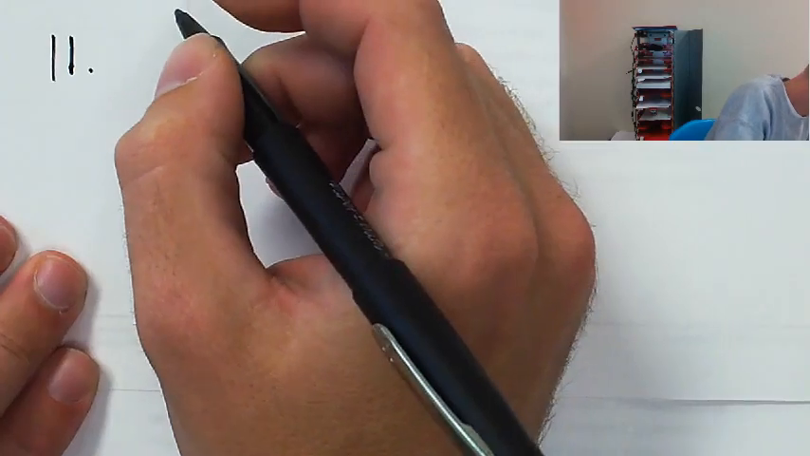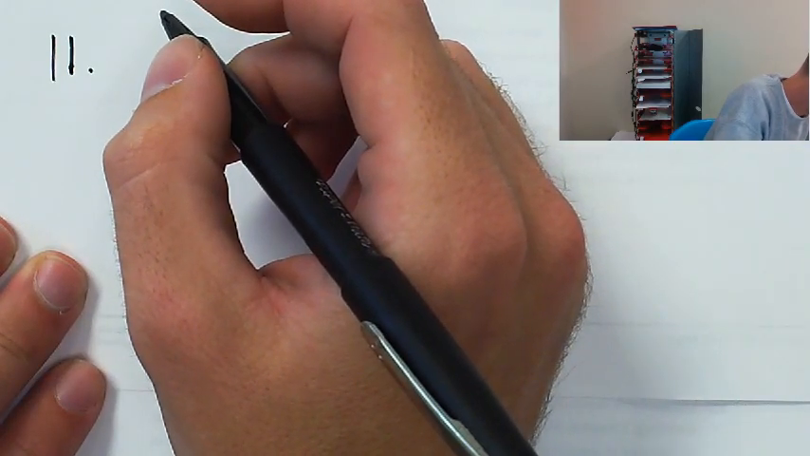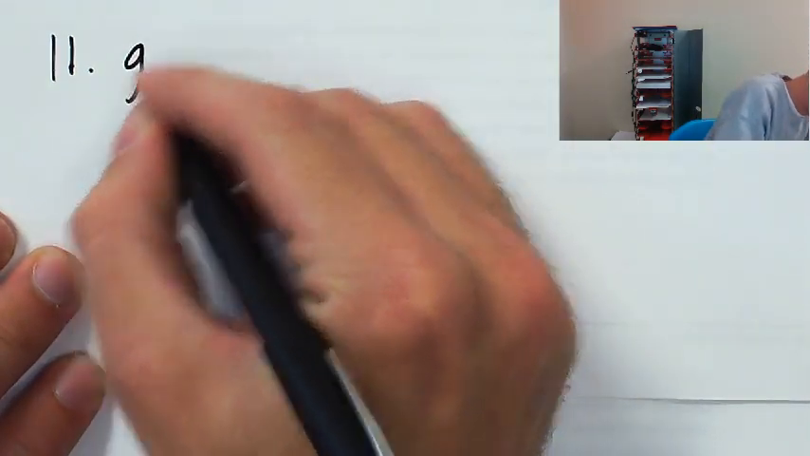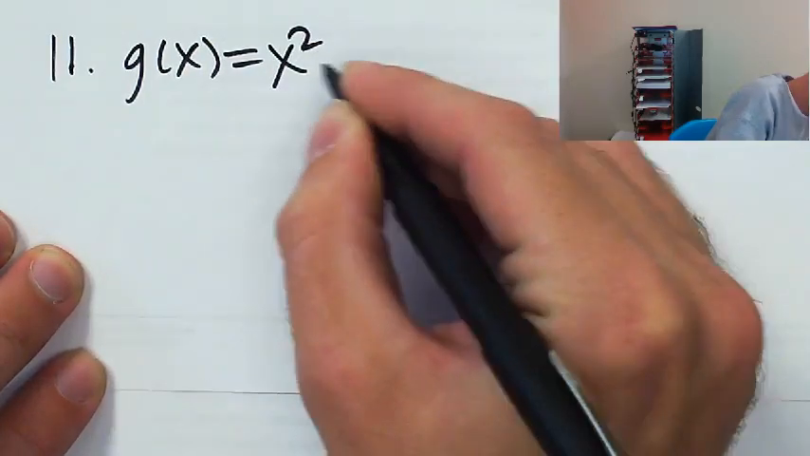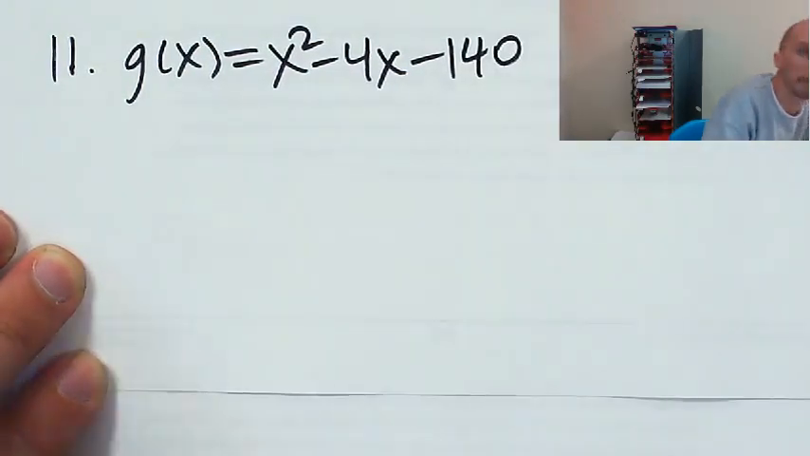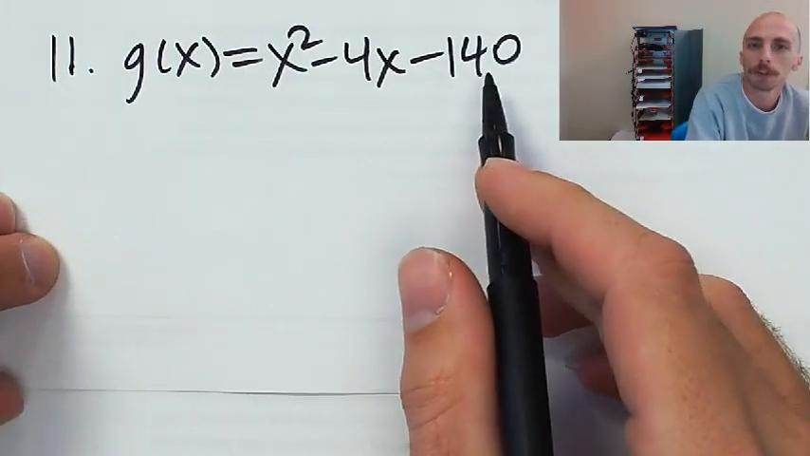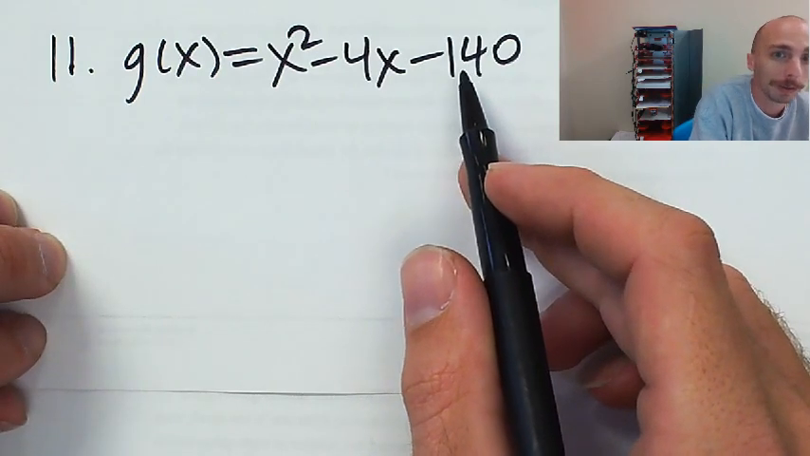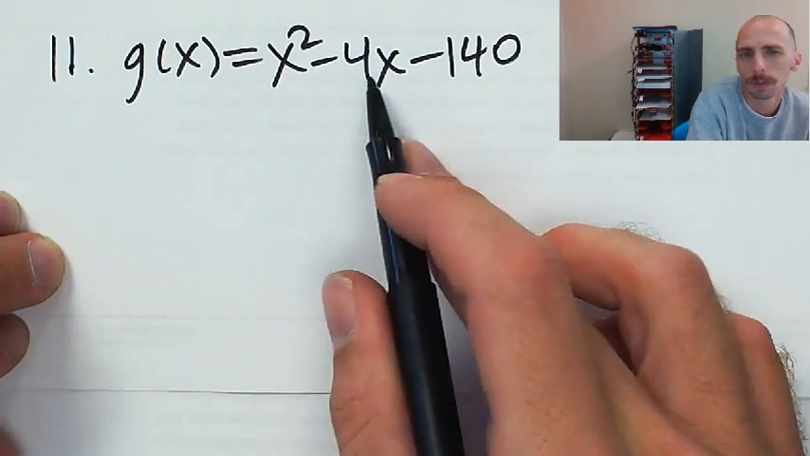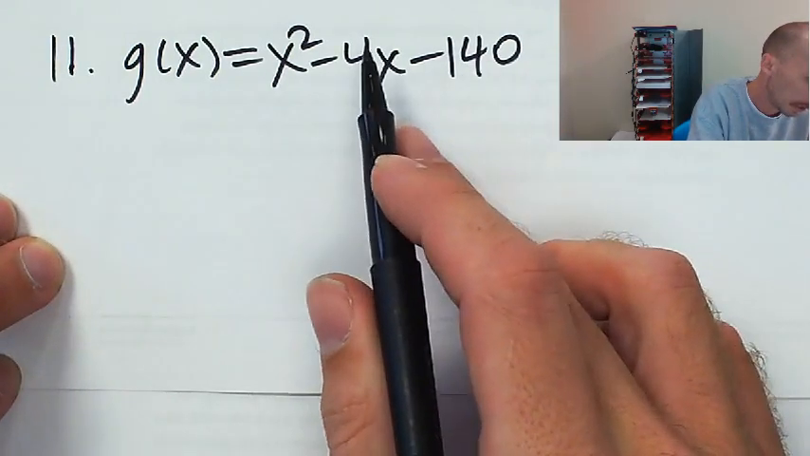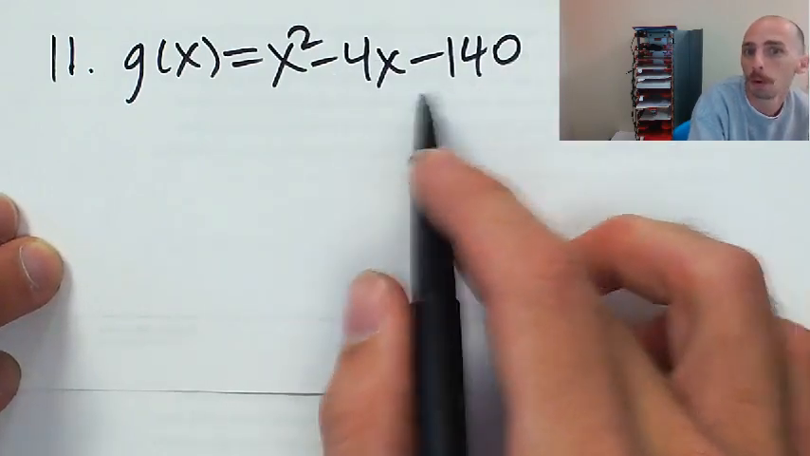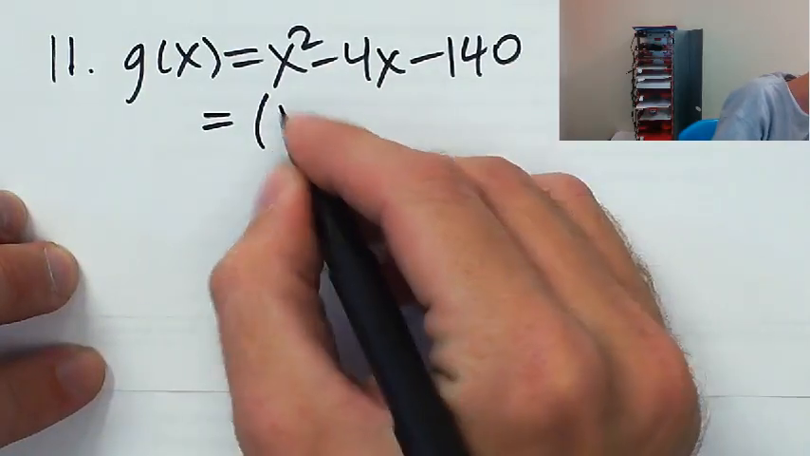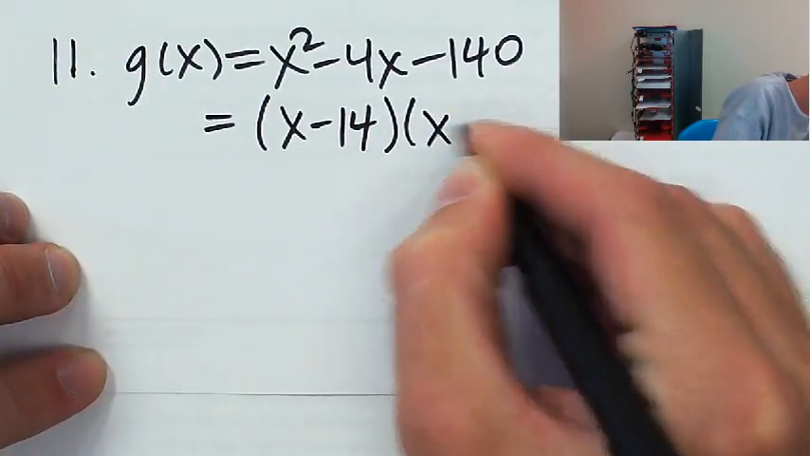Okay, so 11 is going to be x squared minus 4x minus 140. It's almost too obvious. Okay, this is factorable. Think to yourself, what are the most obvious factors of 140? I was thinking about 70 and 2 and 20 and 7, but it's 10 and 14, right? Negative 14 and positive 10 would add to negative 4 while multiplying to negative 140. So we're going to say equals x minus 14 times x plus 10.